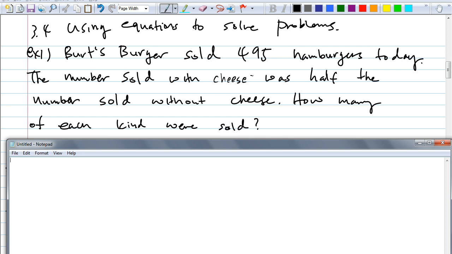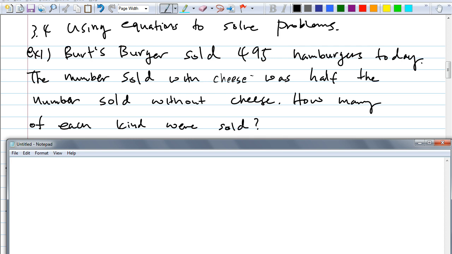Samara. The cheese hamburger and the one without cheese, but you've got to be a little bit more specific. What about cheese hamburger? Is it the color of the hamburger? What are we interested in? What about hamburger with cheese? Yeah, the number of them. You've got to be specific. So we want to know how many hamburgers were sold with cheese and how many hamburgers were sold without cheese.